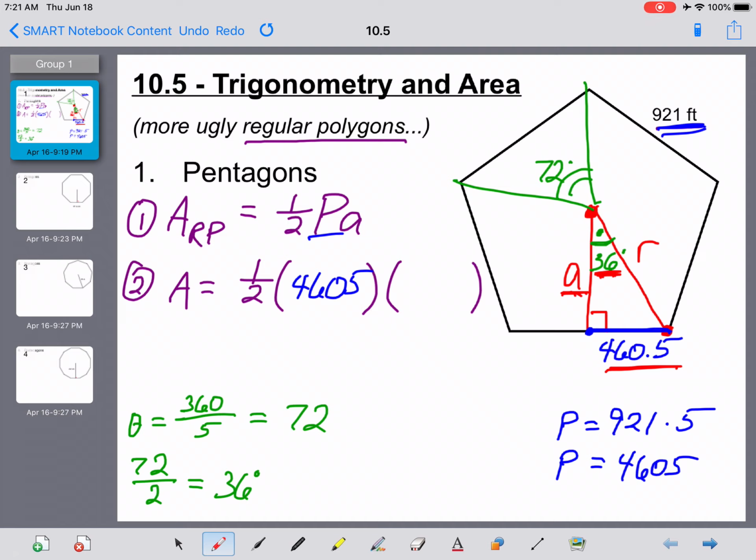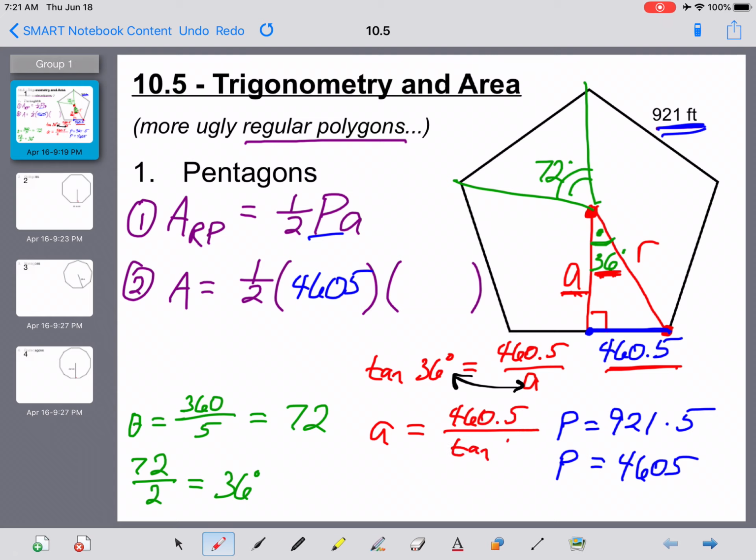So if we think back to SOHCAHTOA, the trig ratio that uses adjacent leg and opposite leg is tangent. So this will be the tangent of 36 degrees, and that equals opposite leg of 460.5 over the adjacent leg of A. Now, we don't like this situation here where the variable is on the bottom of the fraction, so this is when we flip-flop these two. And we're going to get A is equal to 460.5 divided by the tangent of 36 degrees. And that, as ugly as it is, is something we can type into our calculator.